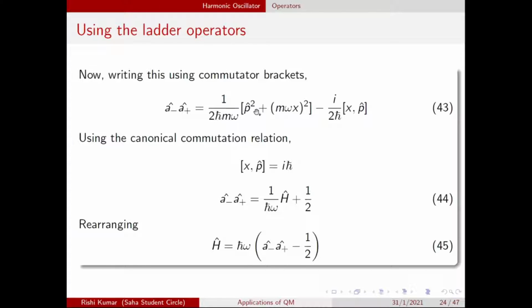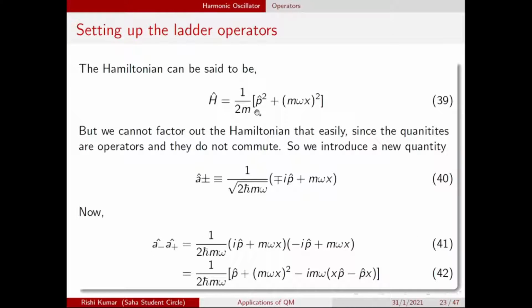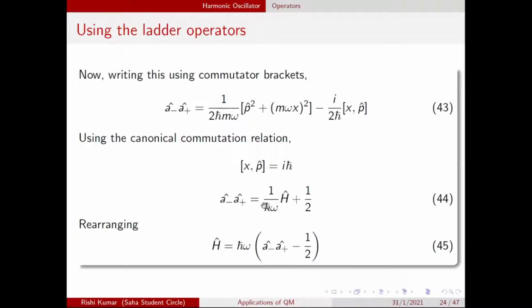So now we have factored out the Hamiltonian, right? We saw that the Hamiltonian is this term here. So we just substitute in H hat here, and then this is simply 1 by 2, because the i h bars cancel.